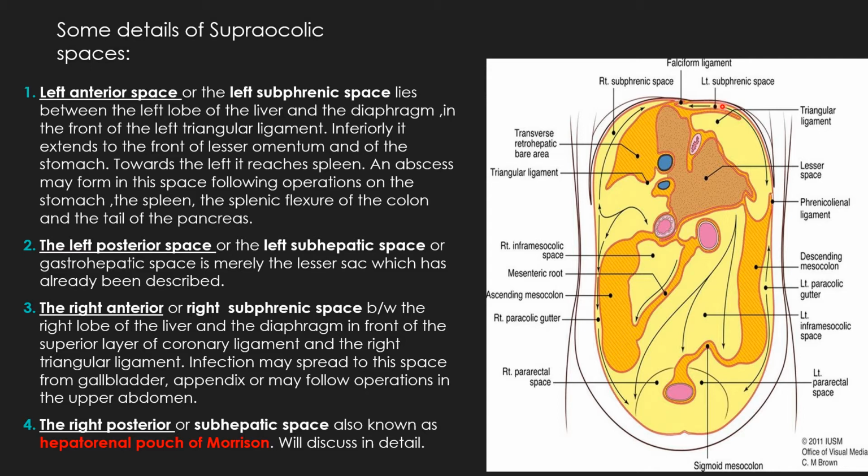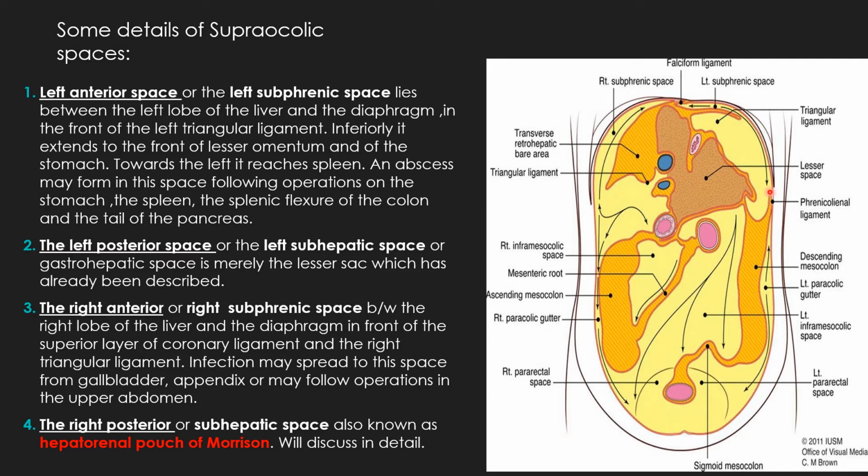So inferiorly it extends into the lesser omentum and into the stomach. So this place is where the stomach has been removed, and towards the left it reaches the spleen. Here the spleen is present, which is being removed. Towards the left it reaches the spleen, and an abscess can collect in this space if there is any pathology that involves the spleen, that involves the stomach, that involves the splenic flexure of the colon, or even the tail of the pancreas.